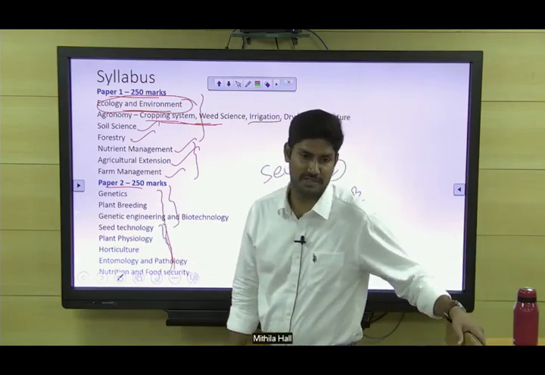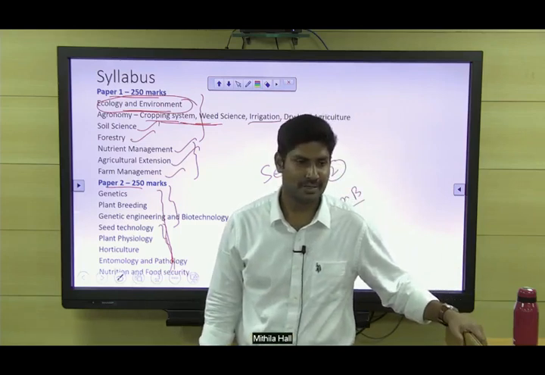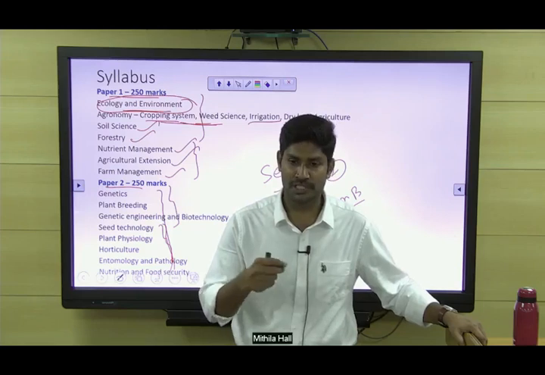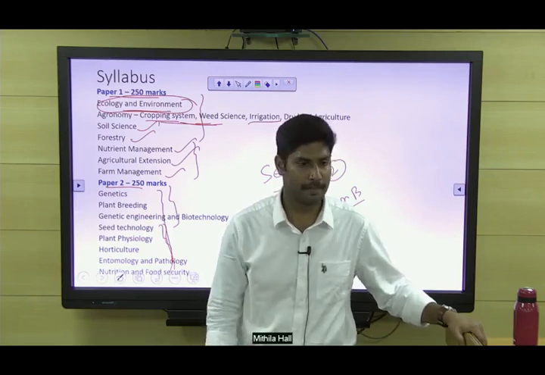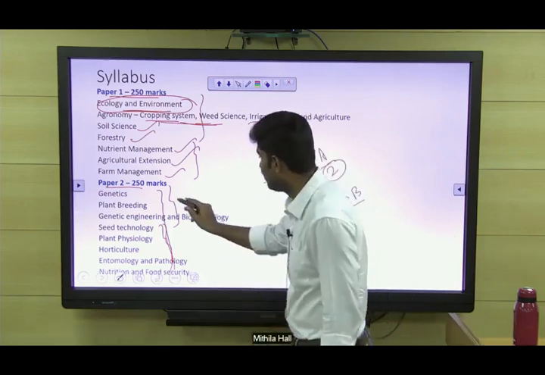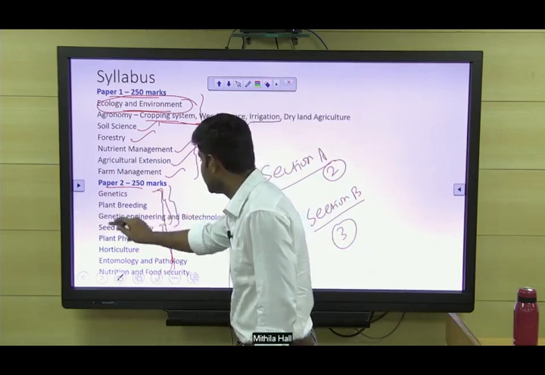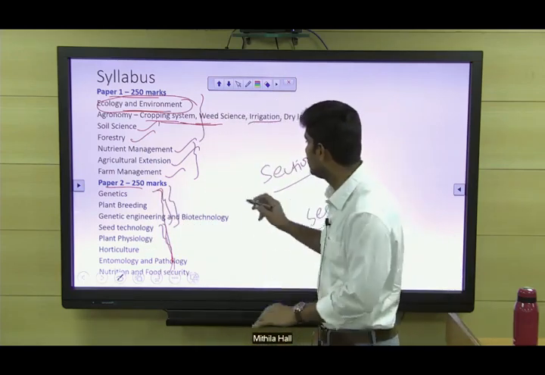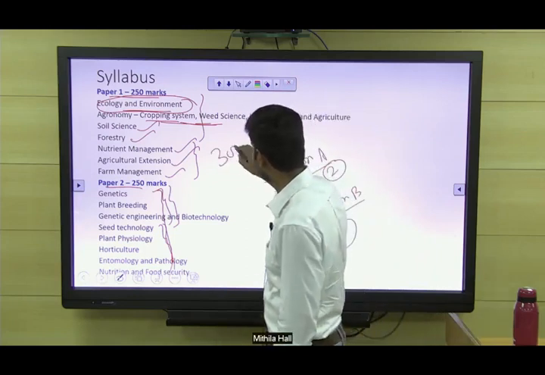But you won't get enough marks. So in agriculture, to get high marks, we have to attempt specific and technical questions. You have to attempt more questions from genetics, plant breeding, and seed technology. So our strategy, our aim, is to cross 300 plus.